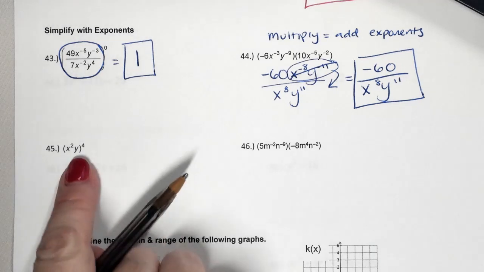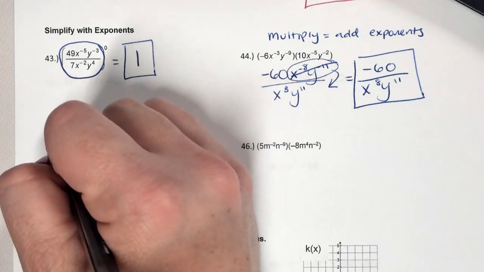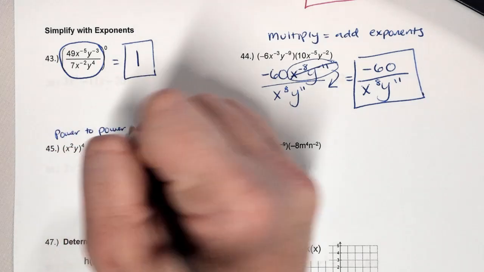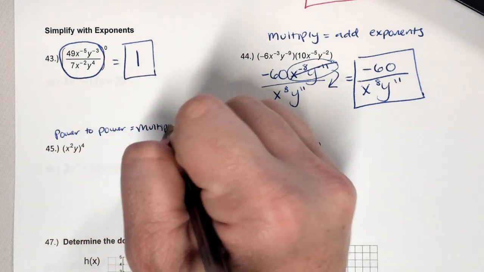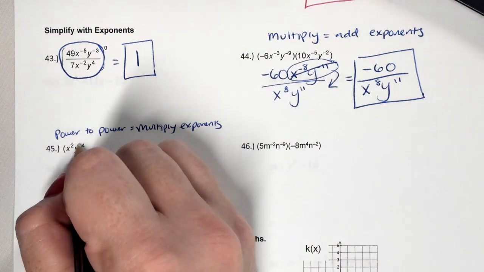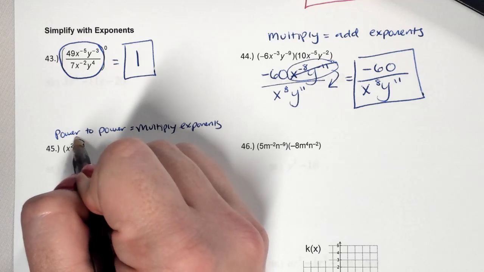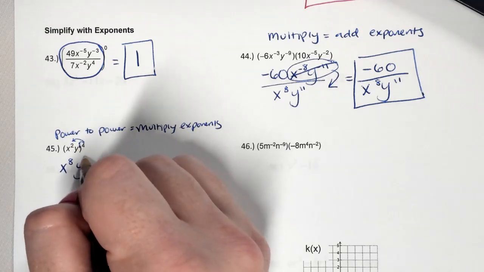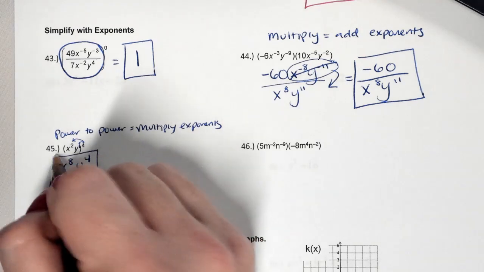Okay, here, power to a power. We multiply exponents. Okay, well, if y doesn't have an exponent, we're going to give it a 1. And we multiply 4 times 2 is 8. 4 times 1 is 4. That doesn't simplify, so there's my answer.